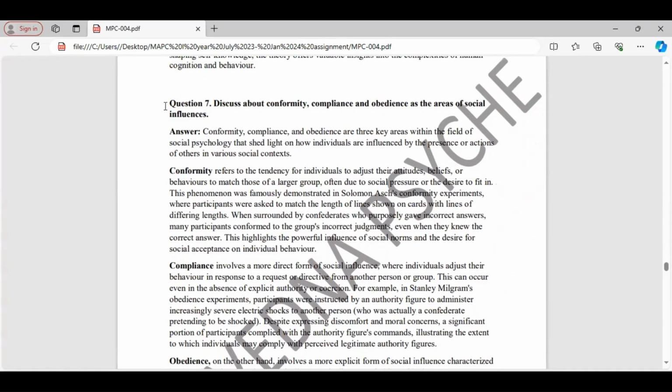Question 7. Discuss about conformity, compliance, and obedience as the areas of social influences. We'll discuss these three, one after the other. First of all, conformity, which is the tendency of individuals to adjust their attitudes, beliefs, or behaviors to a larger group of which they are part of or they want to belong to.